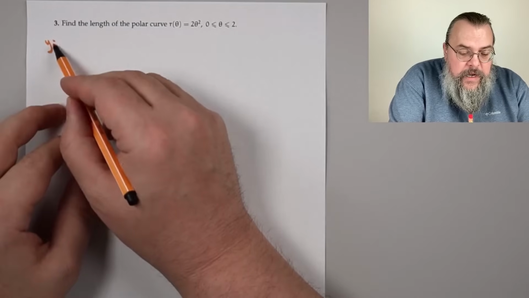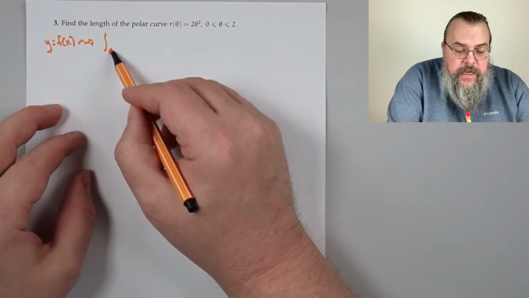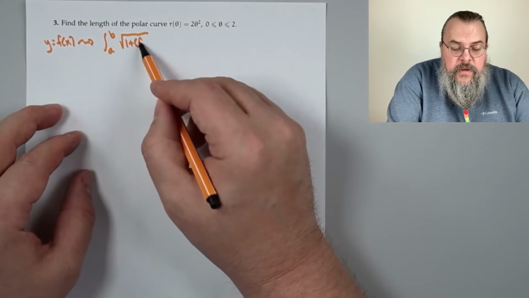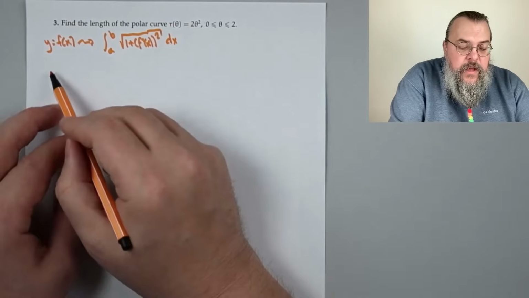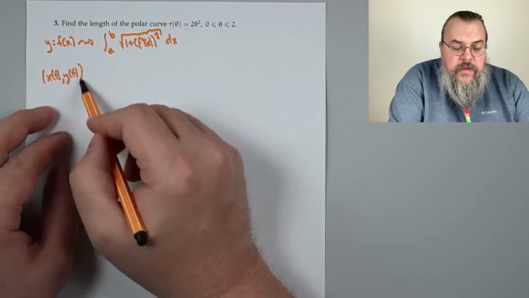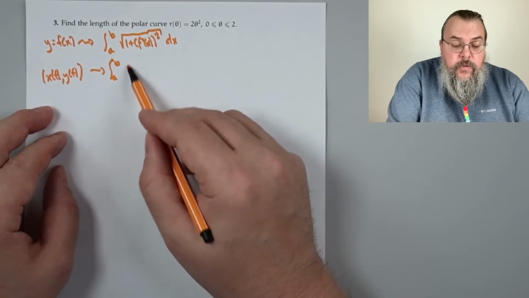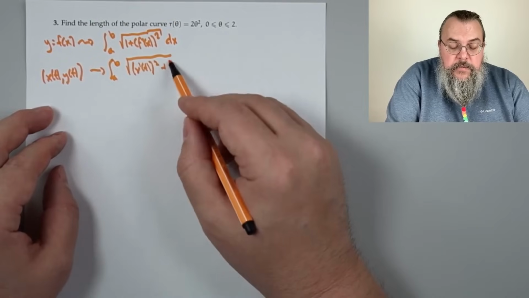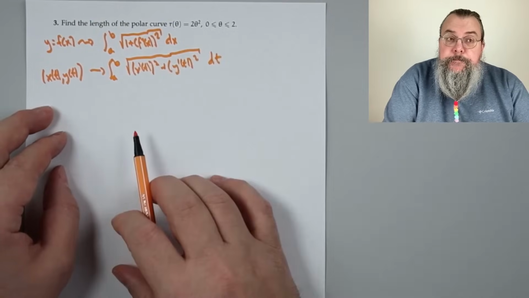Well, one case is y equals f of x. And in that case, we integrate a to b, the square root of 1 plus f prime of x squared dx. Another case is parametric x(t), y(t), and in that case, a to b, square root of x prime squared plus y prime squared dt.